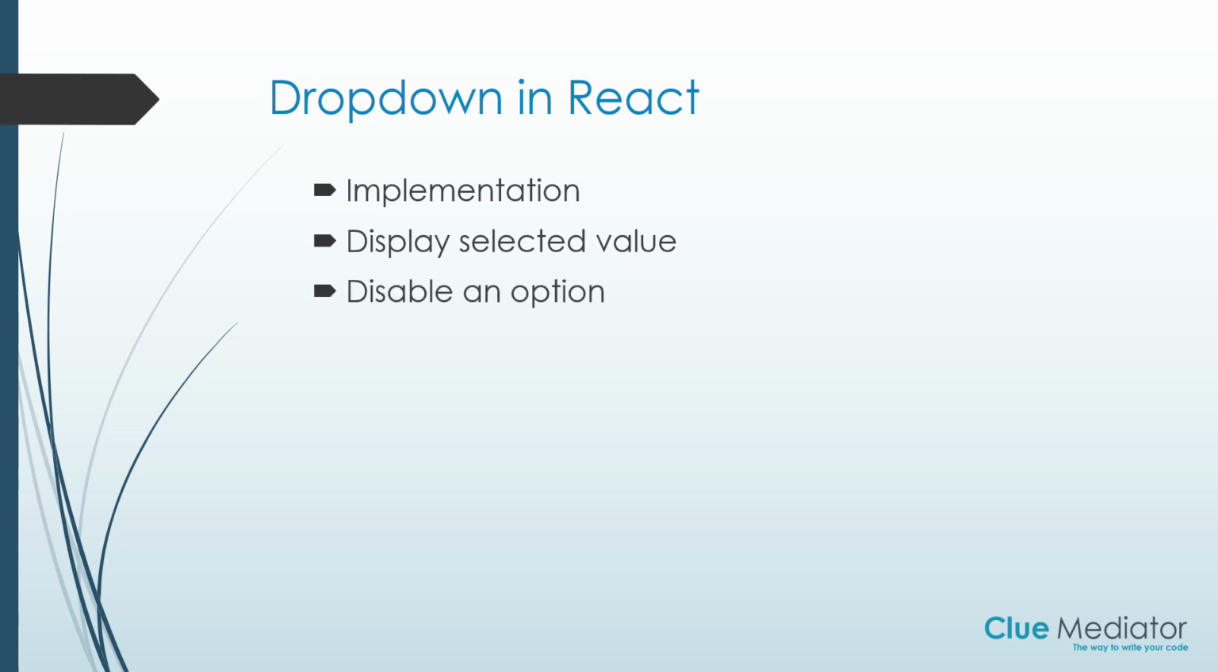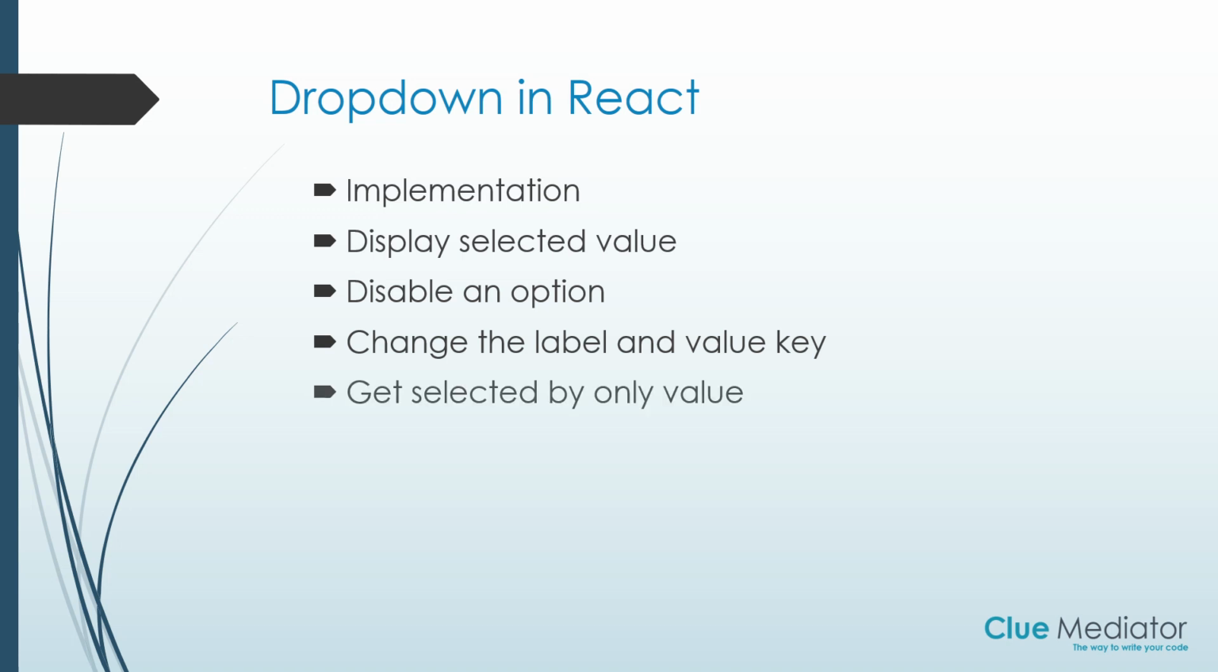Second thing, how to display a selected value. Third, disable options. As you know, we have a list in the drop down, and if I want to disable some of the options from the list, then how can I do it? That part we will cover in the third point. Fourth point, change the label and value key. I will explain this part during the example. Fifth point, get selected by only value. That part I will also cover during the example. So let's jump into the example.